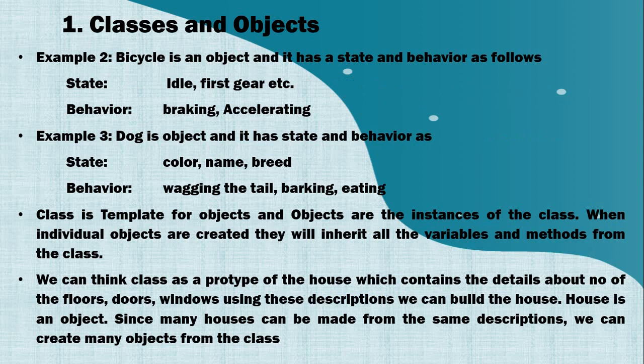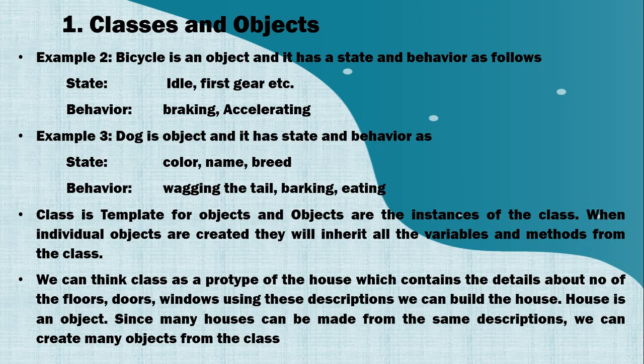Second example: a bicycle is an object and it has state and behaviors. As I said, an object is an instance of a class, and it has a state and behavior. If you consider a bicycle as an object, its state will be like idle state, first gear, etc., and its behaviors will be like braking and accelerating.